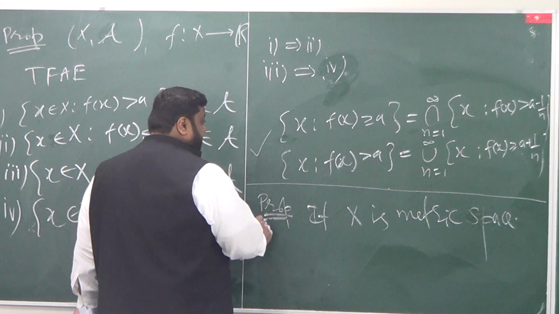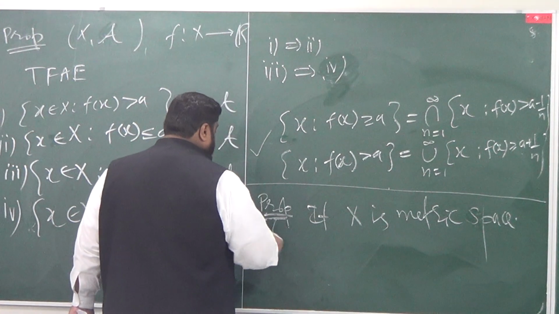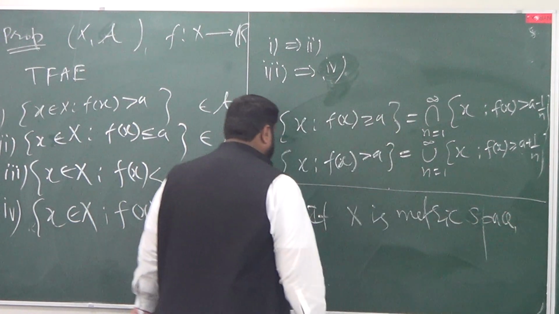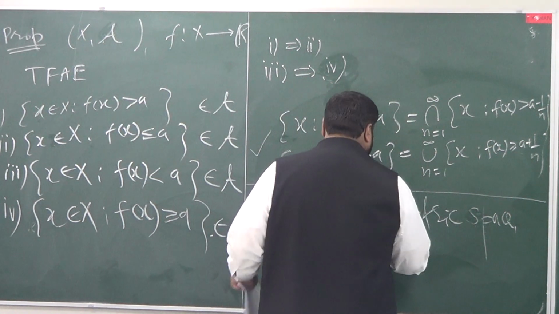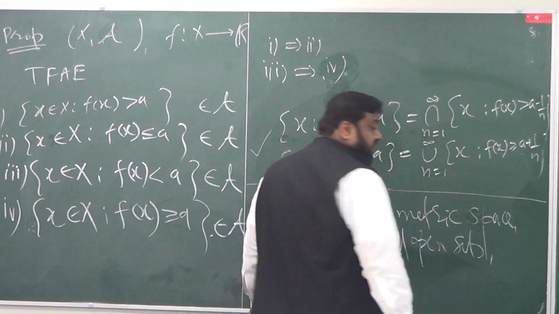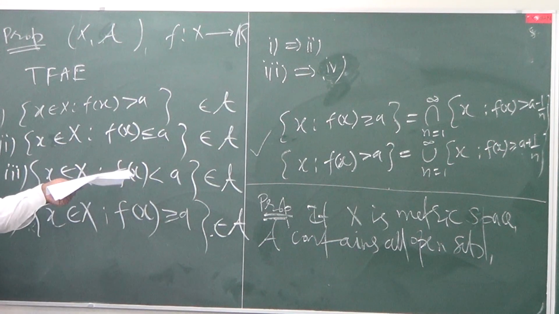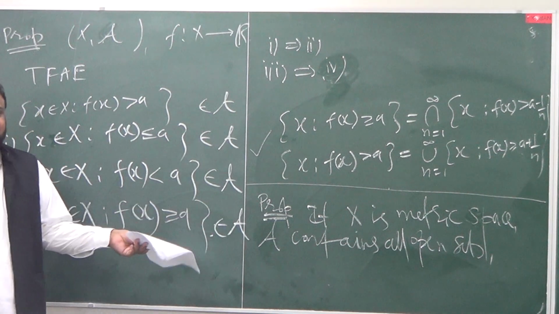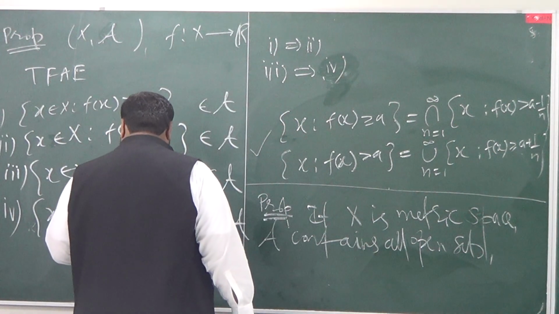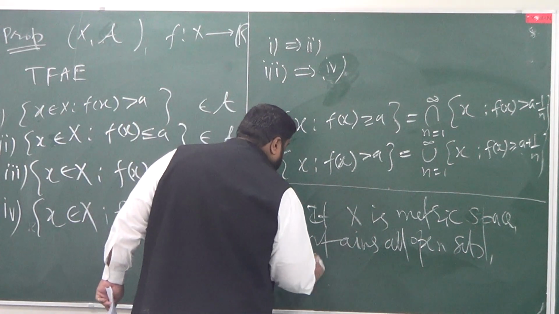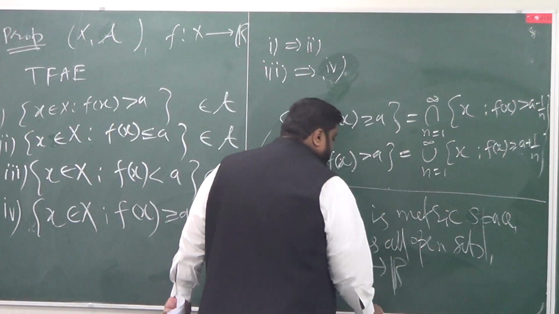And let A contain all open sets. Okay? A is a collection of all open sets, so that A is a topology of X essentially. If A contains all open sets, it becomes a topological space. Then you take f from X, this topological metric space, into R, that is continuous.